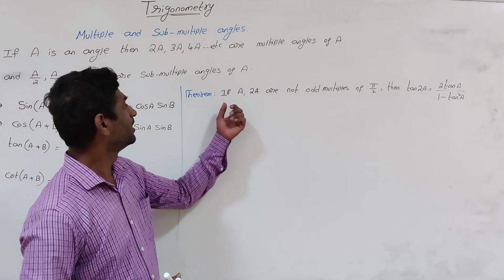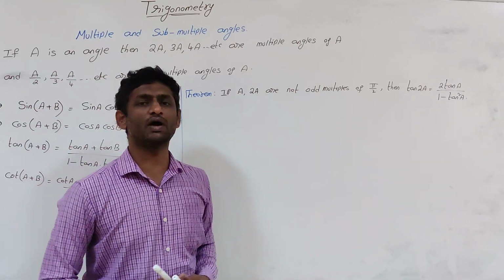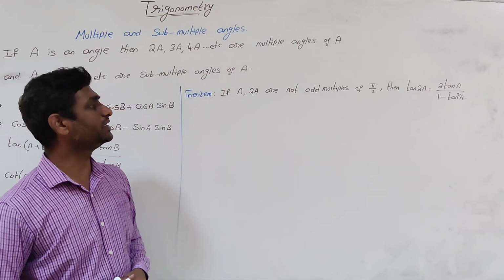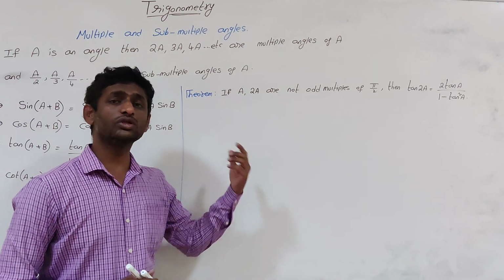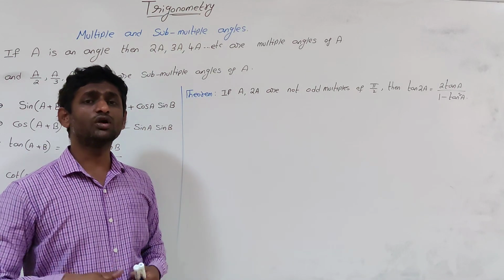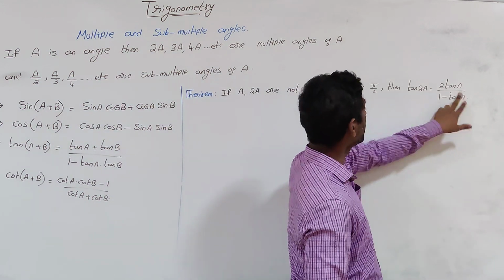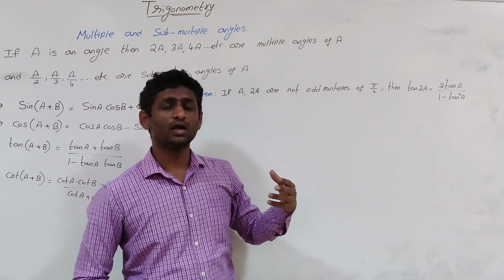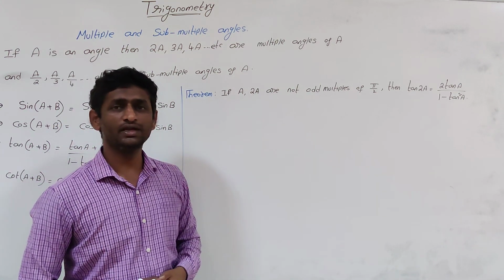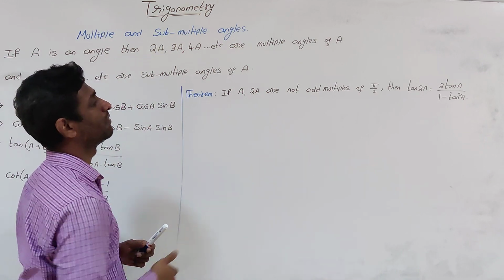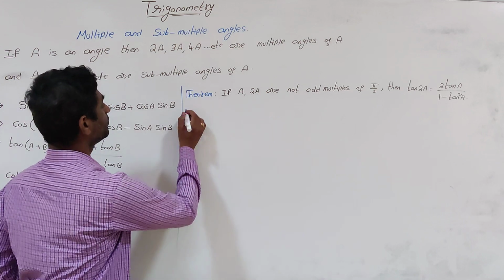Next theorem. If A and 2A are angles which are not odd multiples of pi by 2, then prove that tan 2A is 2 tan A by 1 minus tan square A. As we know the domain of tan A, it is not defined for odd multiples of pi by 2. Means here A and 2A should not be an odd multiple of pi by 2. If it is an odd multiple of pi by 2, it will not be defined. Other than odd multiples of pi by 2, it is defined everywhere. So we'll see the proof.